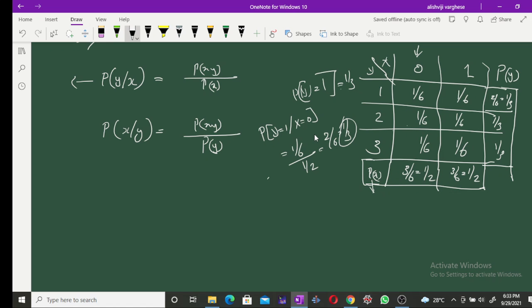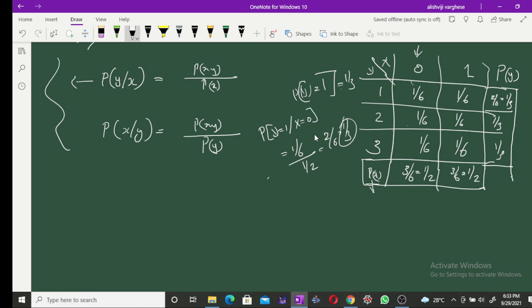So if you are looking for the probability that y is equal to 1 without any further information about the value of x, then the probability that y is equal to 1 is, sorry, 1 by 6. But if we are provided with the additional information that x is equal to 0, then the probability that y is equal to 1 becomes 1 by 3. So that probability increases a lot when we have the additional information that x is equal to 0.